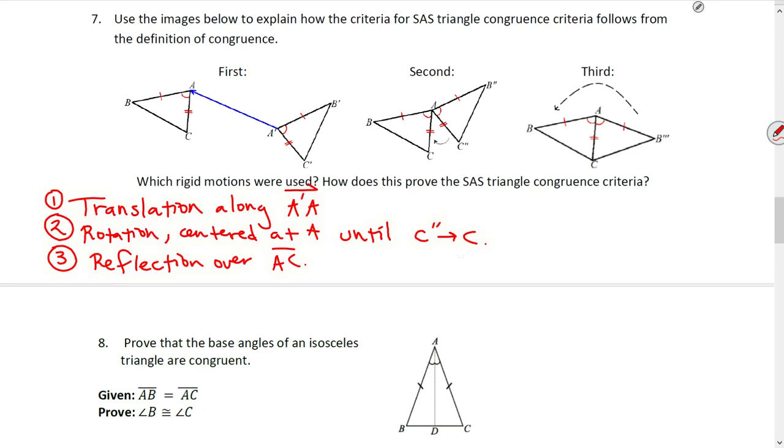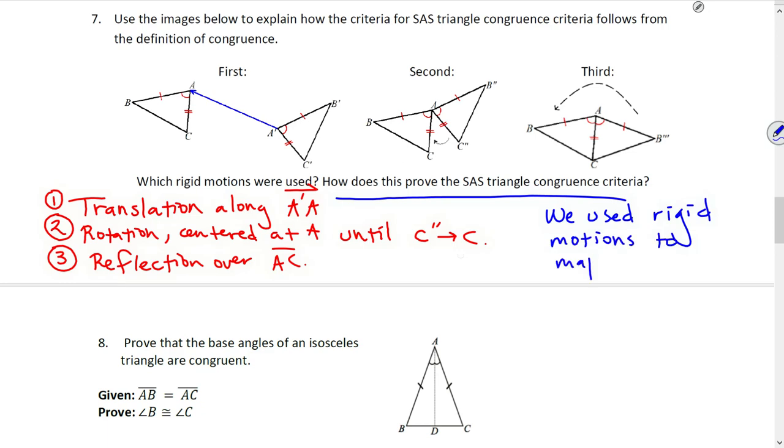Okay? So as long as you had translation, rotation, reflection, then I was happy. Because the other important point is the second question, how does this prove the side-angle-side triangle congruence criteria, is that we used rigid motions to map one triangle onto the other. We did similar things for side-side-side, and I believe angle-side-angle. And so you can prove these criteria using rigid motions. And these rigid motions basically are the ones we used every single time.